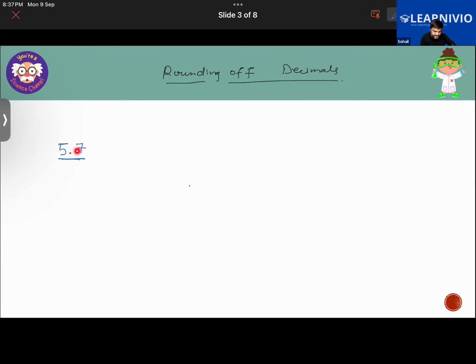So if this digit is 5 or greater than 5, then add 1 to the given place value. Meaning that here the 7 is greater than 5. Right, Habib and Sumaya? So we are going to add 1 to 5. So that will become 6 here. For example, 5.7, when rounded up, is rounded up to 6, because here 5 is followed by 7, which is greater than 5. Got the point? Is that clear to you also, Habib?